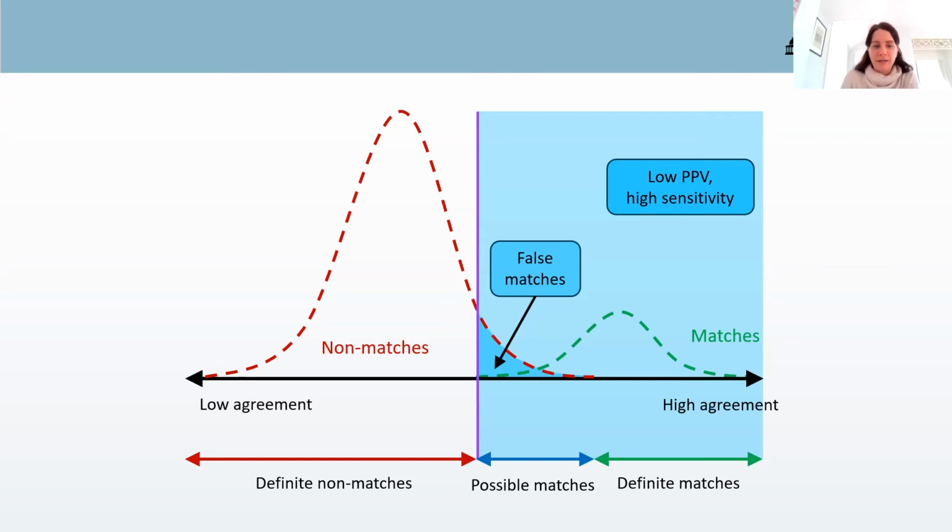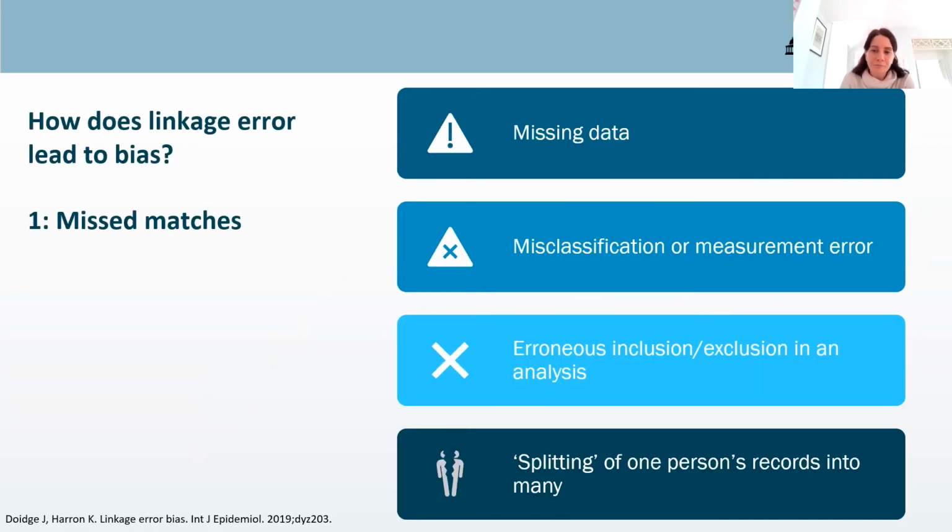And the impact of these two different types of errors really depends on the research question and the type of linkage. But given we know or we can estimate that we'll have a certain level of linkage error, the next step is thinking about how the results will be influenced.